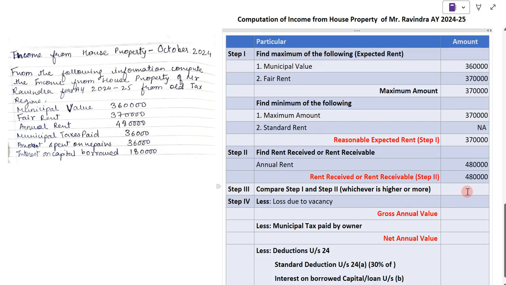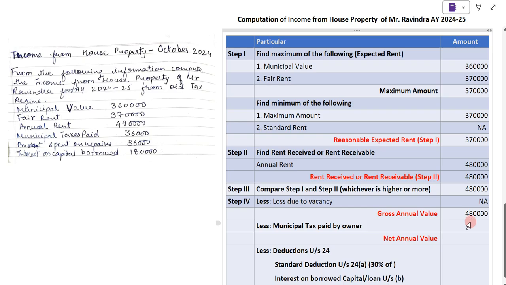4,80,000 is the higher value. Now step 4 is less loss due to vacancy. Is there any vacancy? Is the house vacant? No, so not given. So put NA. Now the final value remaining, 4,80,000, is the gross annual value. I hope you have understood the steps of how we got the gross annual value.